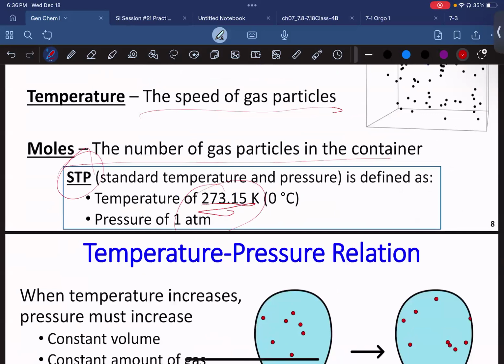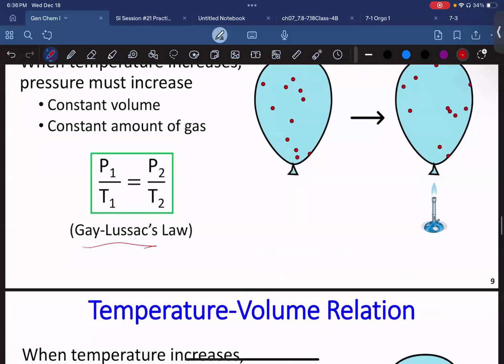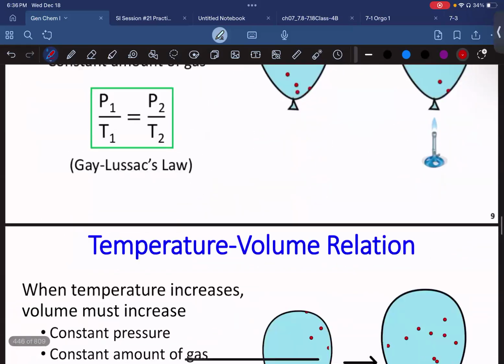It tells you the temperature and the atmosphere, and there's actually a relationship at STP: it's 22 liters per mole of gas. These are really important. I did not spell gas right, sorry guys. So here are all these things. They probably won't ask you who made what law, but it's important to just know.